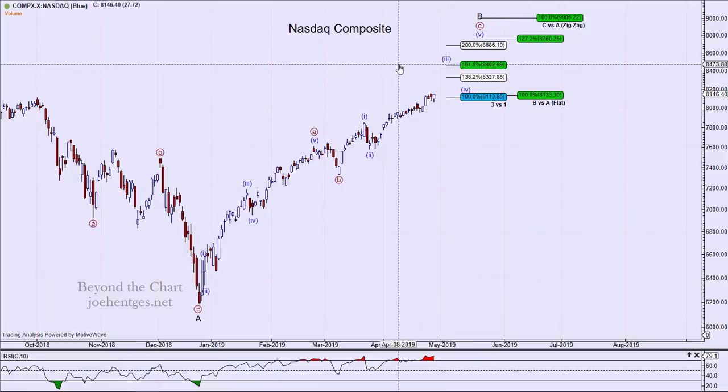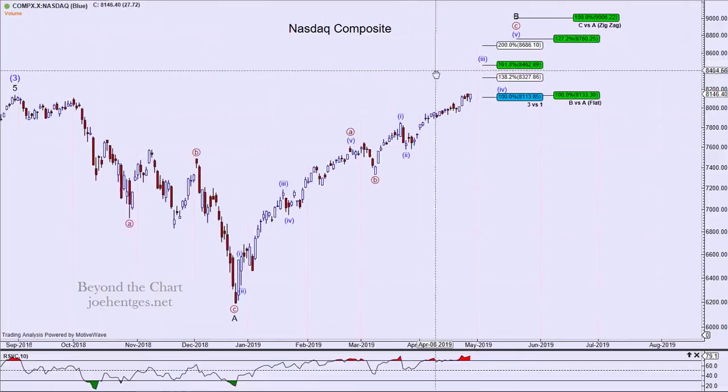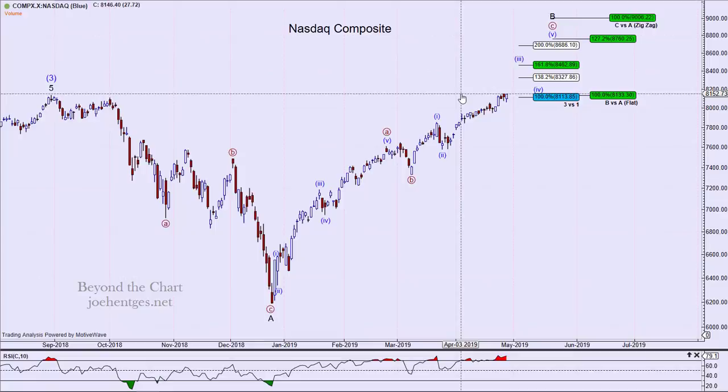So that's the structure on the Nasdaq Composite. That's what's going on right now. We are clearly sitting up here in new all-time high territory, and especially in closing high territory. Let's take a look at the high yield bond fund.